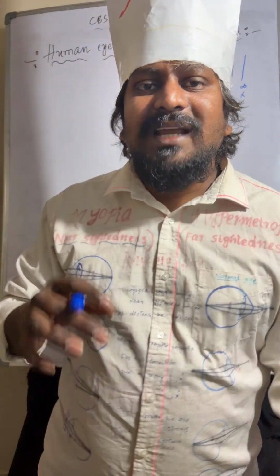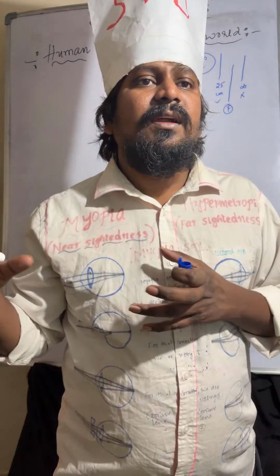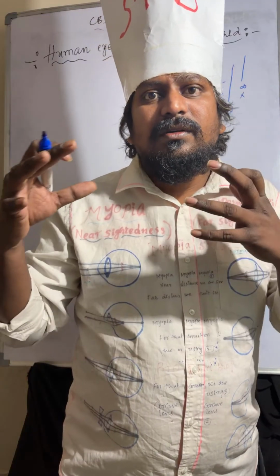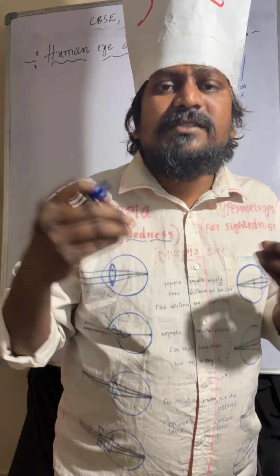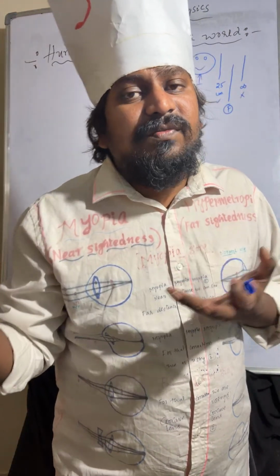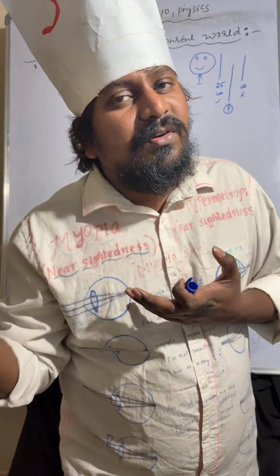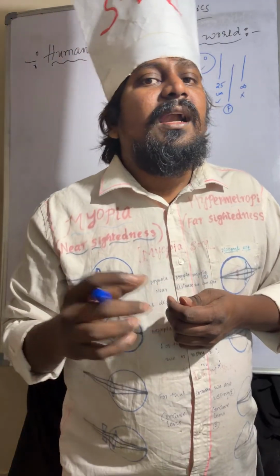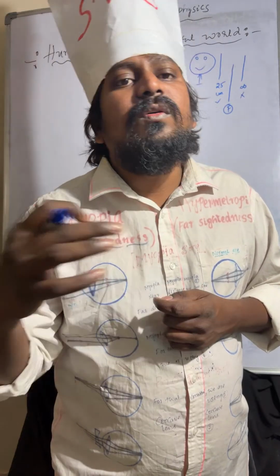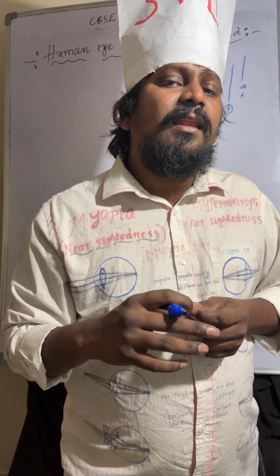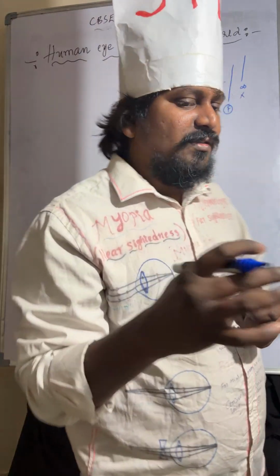If the light rays are coming from that point, the image will form and the light rays will meet at the retina. So if the light rays are coming from infinity, where will those light rays meet? That's next. And one more point: how to correct the defect. Now I will draw the diagram. Just check once.